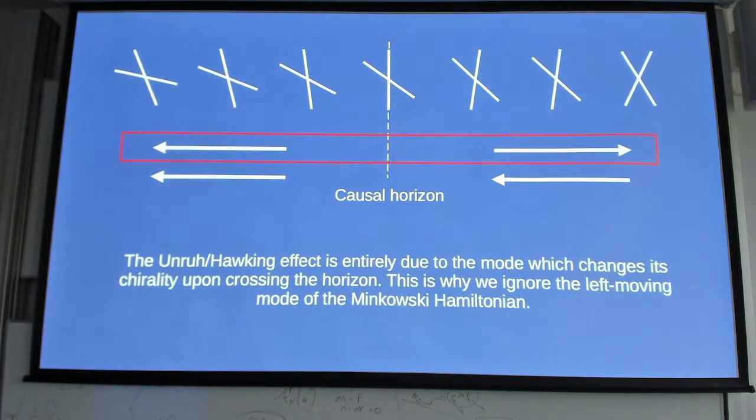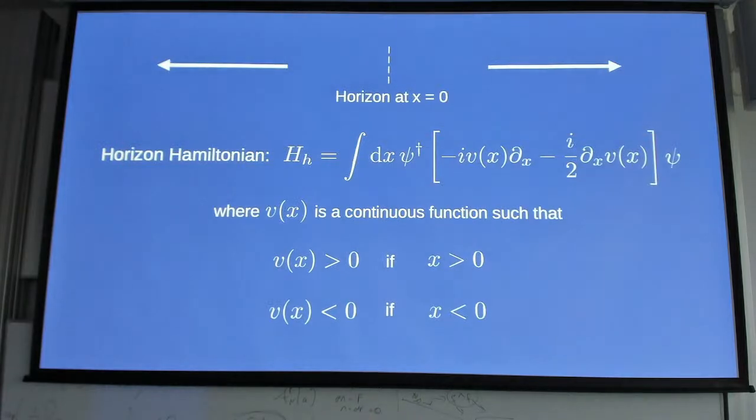And really, the Hawking effect is entirely due to this mode, which changes its chirality upon crossing the horizon. So this mode here, which is left moving everywhere, is the same mode as in the Minkowski Hamiltonian. So this is a spectator, and we ignore it. So we want to write down a Hamiltonian for this mode, which changes chirality, and it's very simple. It's a very easy generalization of the Minkowski Hamiltonian.